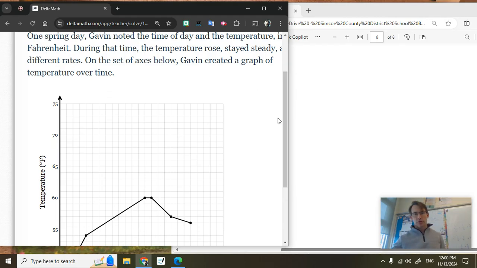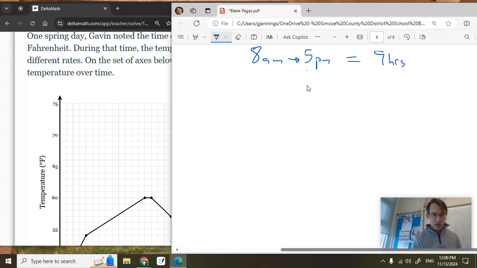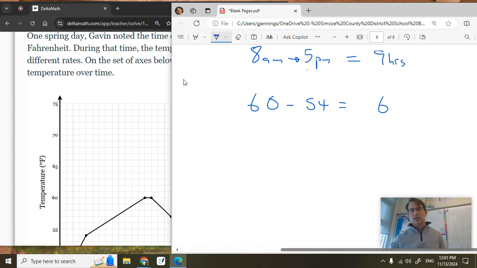So I'm going to start doing some calculations, okay? 8 a.m. to 5 p.m. We got that's equal to 9 hours. All right. And then how much did the temperature change? Well, it went from 54 to 60. So I'm going to do a subtraction here. 60 minus 54, and that gives me a 6-degree change.